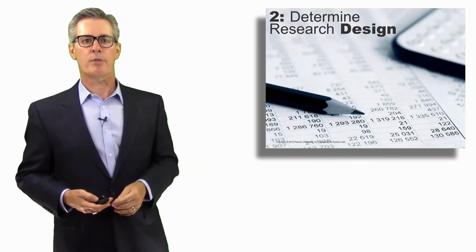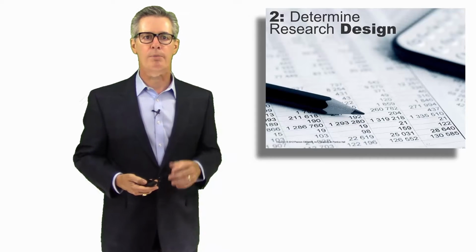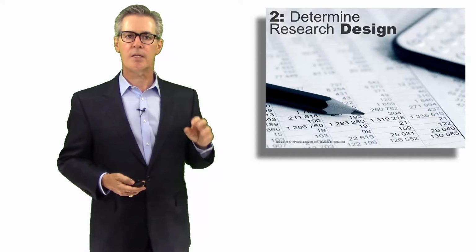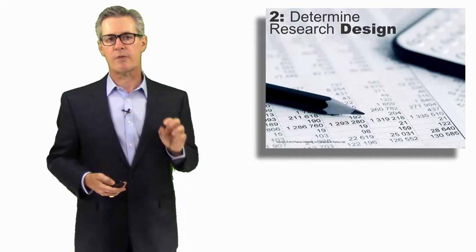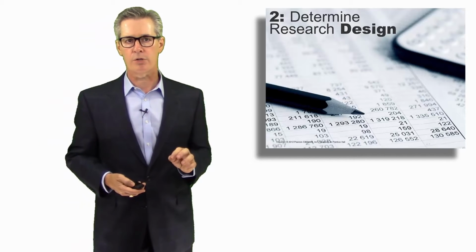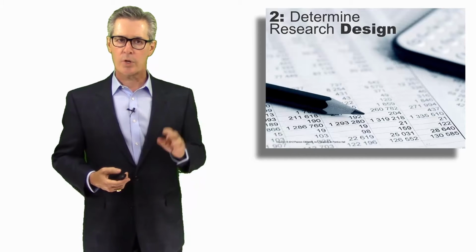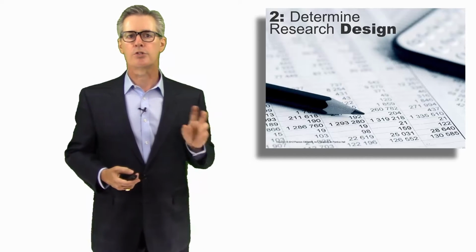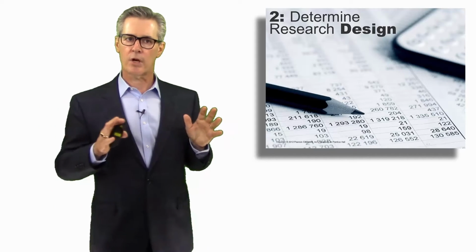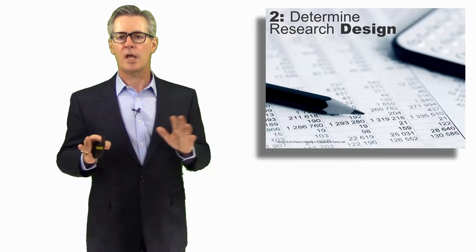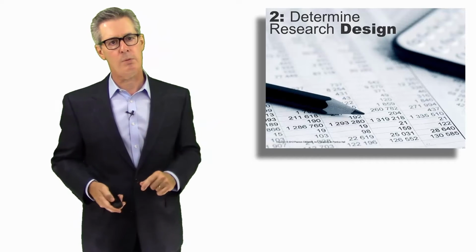The second step of the research process is to decide on a plan of attack. The plan is the research design, and this specifies exactly what information marketers will collect and what type of study they're going to do. Research designs generally fall into 2 broad categories, what we call secondary research and primary research. Important terms for you to remember.